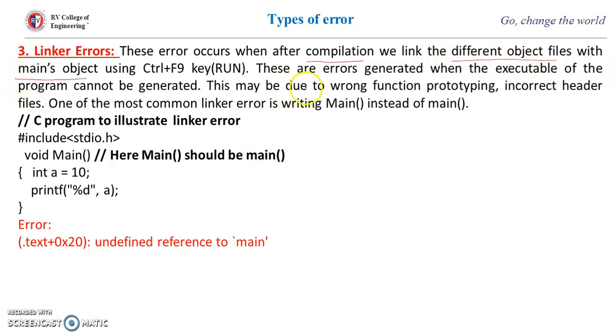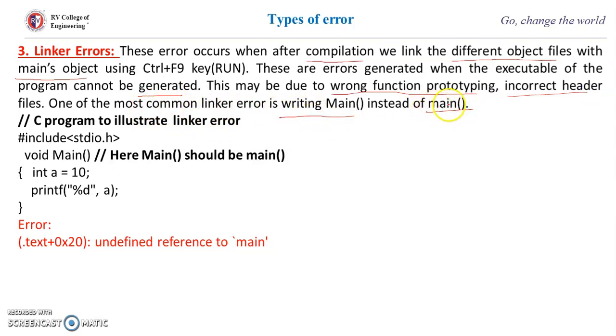Okay, after compilation. So these are errors generated when the executable of the program cannot be generated. So this may be due to wrong function prototyping. So what are the main causes of linker error? First one is wrong function prototype, or incorrect header file, or one of the most common linker errors is writing Main instead of main.